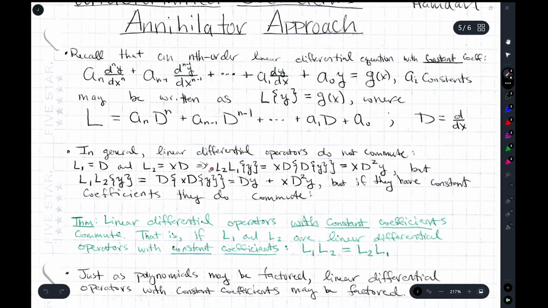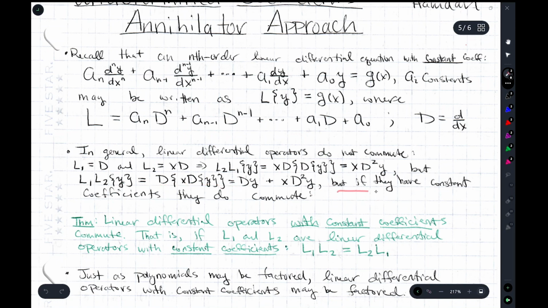But on the other hand, let's switch the order. So this time we're going to act first with L2 and then L1. So here we'll have xD acting on y, but when we act with this differential operator D, we're going to have to apply the chain rule. And so here we'll get a 1 times Dy and then an x times D squared y. And so these two expressions differ by this Dy, coming from the product rule.